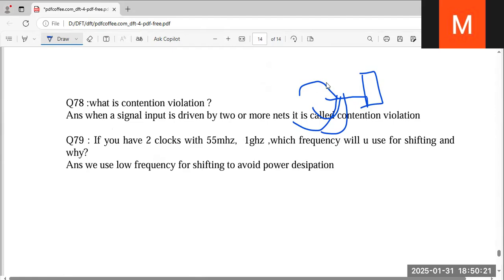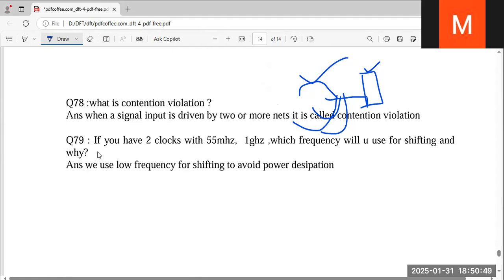So how do we fix this bus contention violation? I made a separate video on this. With the help of OR gates and AND gates, we can fix this bus contention issue. By command, we can fix it with set Z handling. I made a separate video on how to fix this bus contention, so please go through that video.